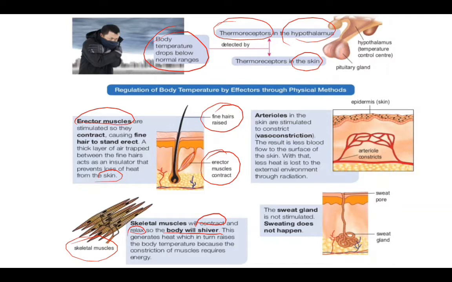Okay, kemudian skeletal muscle contract and relax so that body will shiver. This generates heat, which in turn raises the body temperature because the contractions of muscle require energy. So di sini kita punya body temperature akan increase.